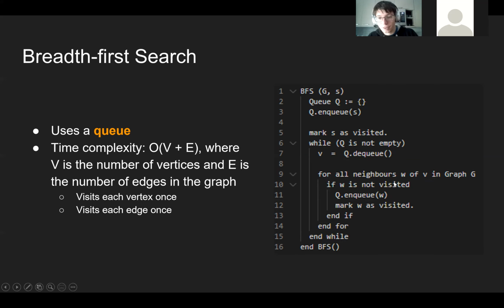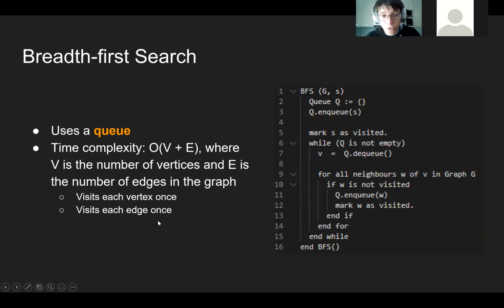We get all the neighbors W of V, so all the neighbors of the vertex we just removed from our queue. If they're not visited, add them to the queue, and mark that new vertex as visited, so that we don't add it to the queue accidentally in the future. So basically just use a queue, add things to the queue as you go along, and mark the vertices visited. So it's almost the same code.